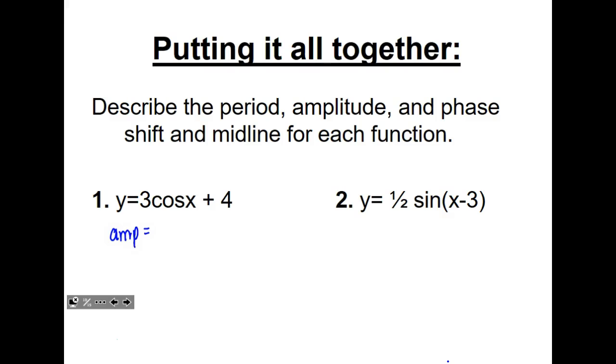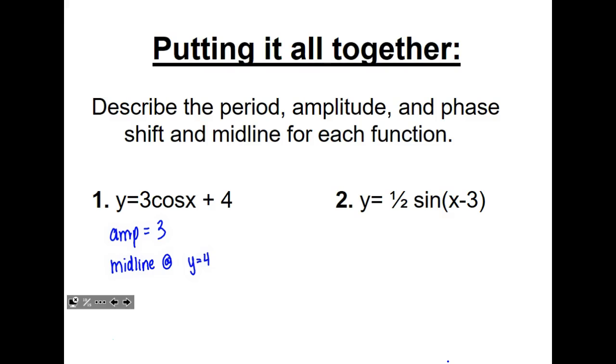If we look at that first equation, Christian, what would the amplitude be? It would be 3. Let's do midline next. I think it's the next easiest. Dylan, what would our midline be? And we're going to say y equals 4 because that is the equation of a horizontal line.